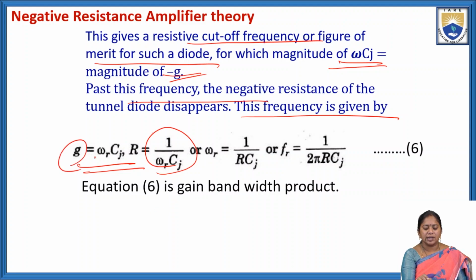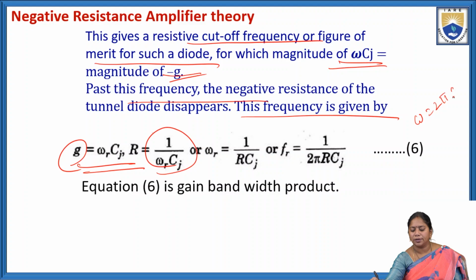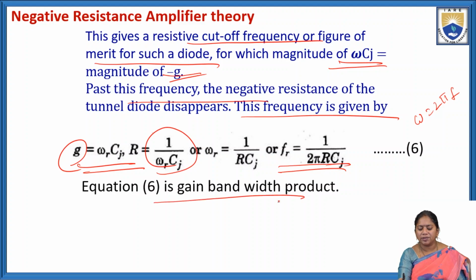G is the conductance, and conductance means the reciprocal of the resistance. So R equals 1 divided by omega R into Cj, or omega R equals 1 by R into Cj. Since angular frequency omega equals 2 pi F, the frequency F equals 1 by 2 pi R Cj. So equation 6 is the gain bandwidth product.